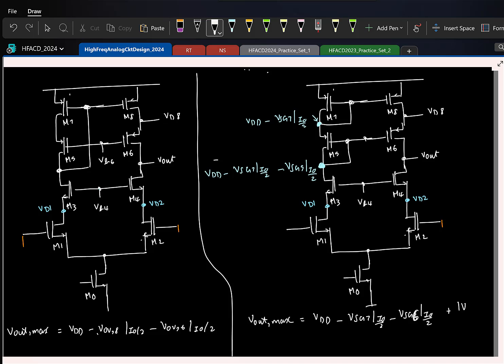And similarly, 7 and 8 are identical, so I will just replace it with VGS8. Identical transistors for the same current, VSD is the same. Okay. So how can you simplify this?